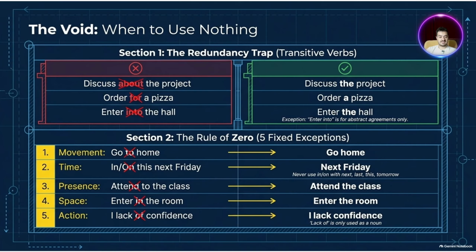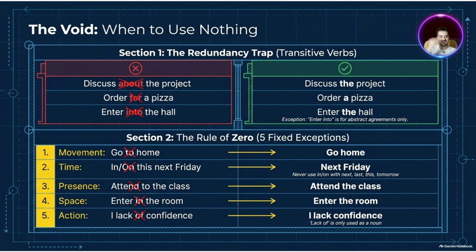In the second section, we talk about the rule of zero, where we have 5 fixed exceptions. For example, the first exception with movement is home. We never say go to home. We must say go home. This is a fixed exception, and the rule simply applies there.